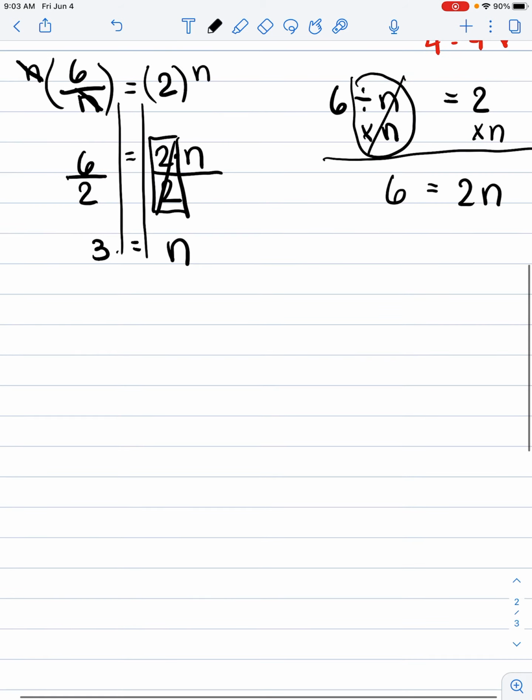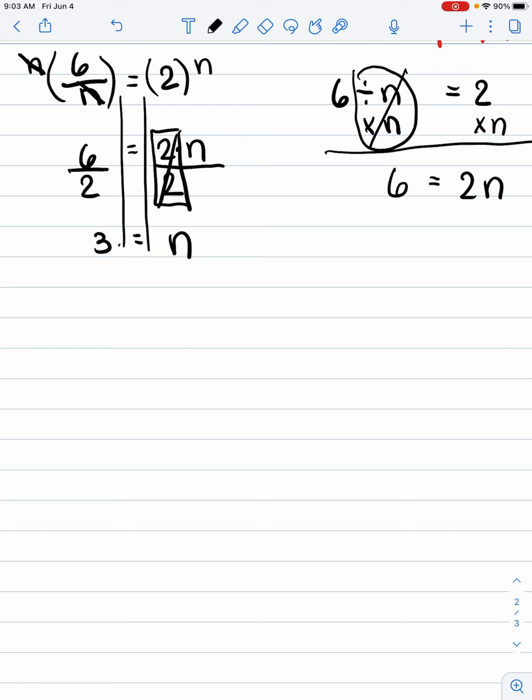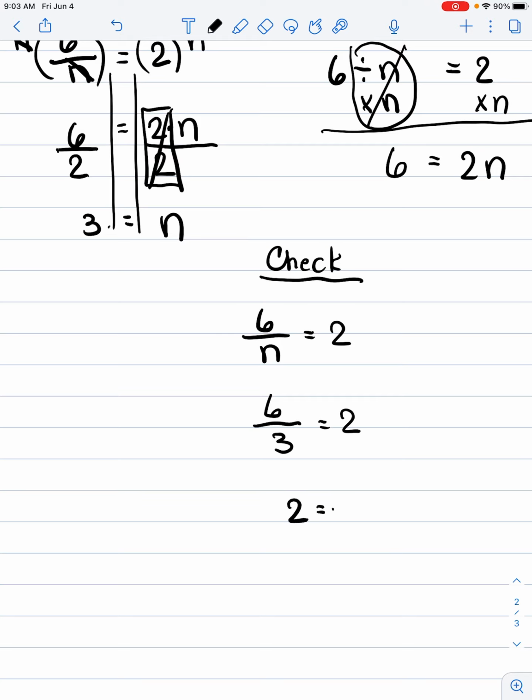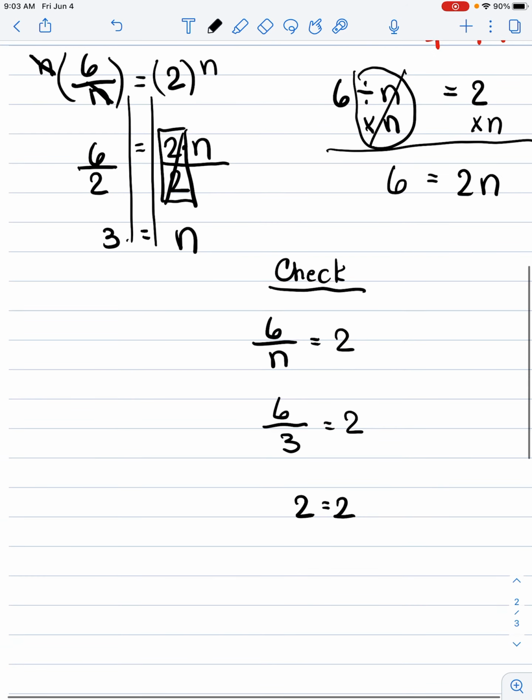And this is one of the reasons that we always check, because this is a little more complicated and we want to make sure that 3 is the correct value of n. So I'm going to check by substituting. So 6 over n is the original equation, equals 2. And if n equals 3, 6 over 3, or 6 divided by 3 equals 2. Does 6 divided by 3 equal 2? Indeed it does. So 2 is equal to 2. And especially with this equation, which was a difficult one, I definitely want to give myself encouragement. I want to give myself a big pat on the back.